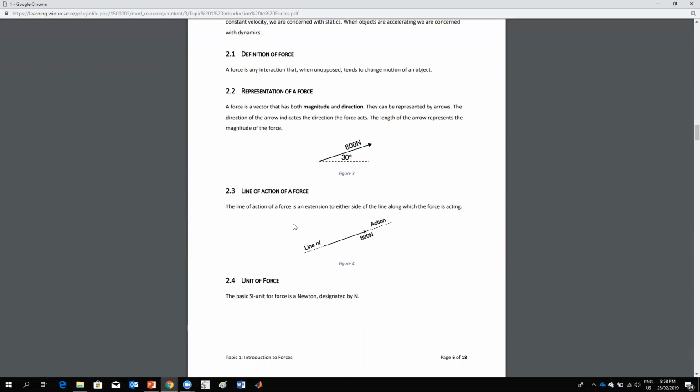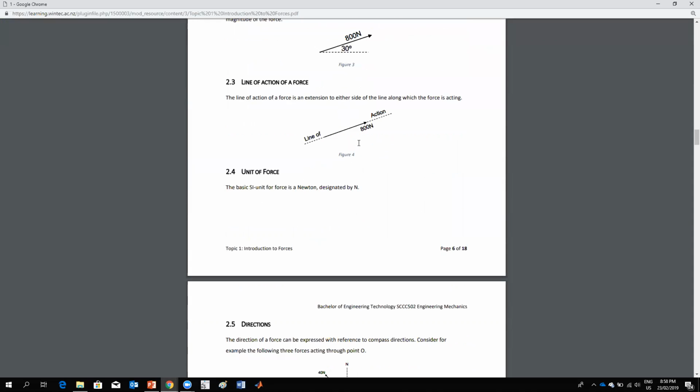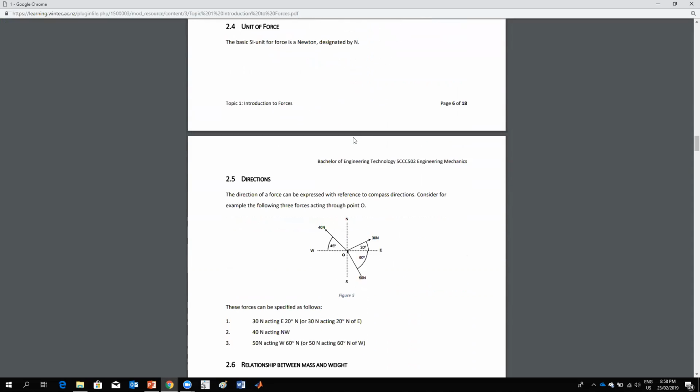We should also learn about line of action. What's the action of the force? I did an example when I pushed a chair in the class. You can see the direction of the force is the direction where the chair is going. But if I push in another direction, then definitely the chair will go in a different way. The unit of force is the newton.